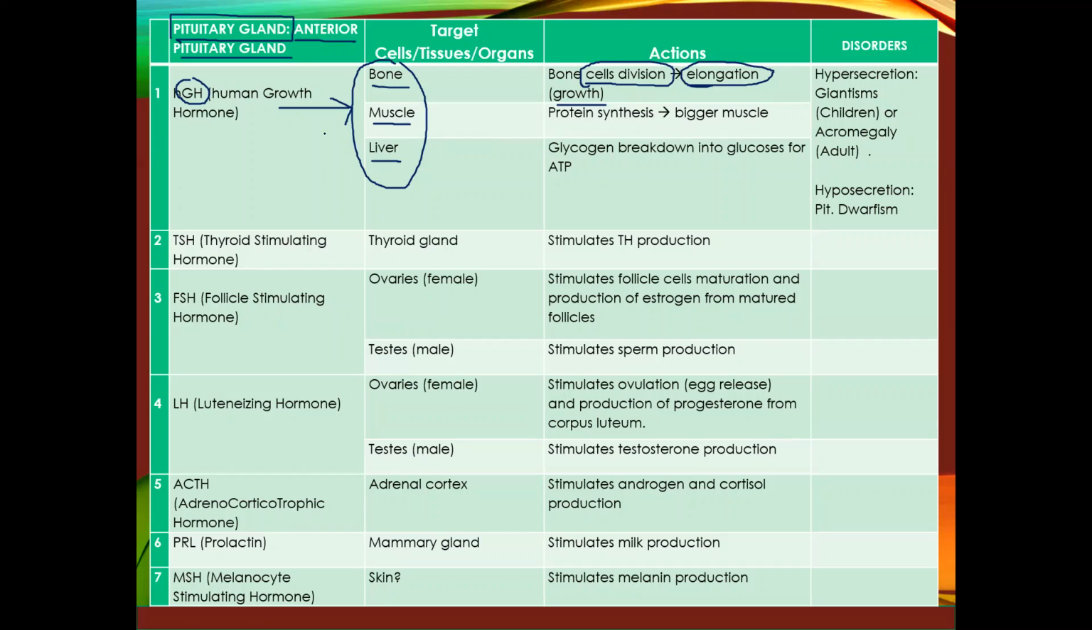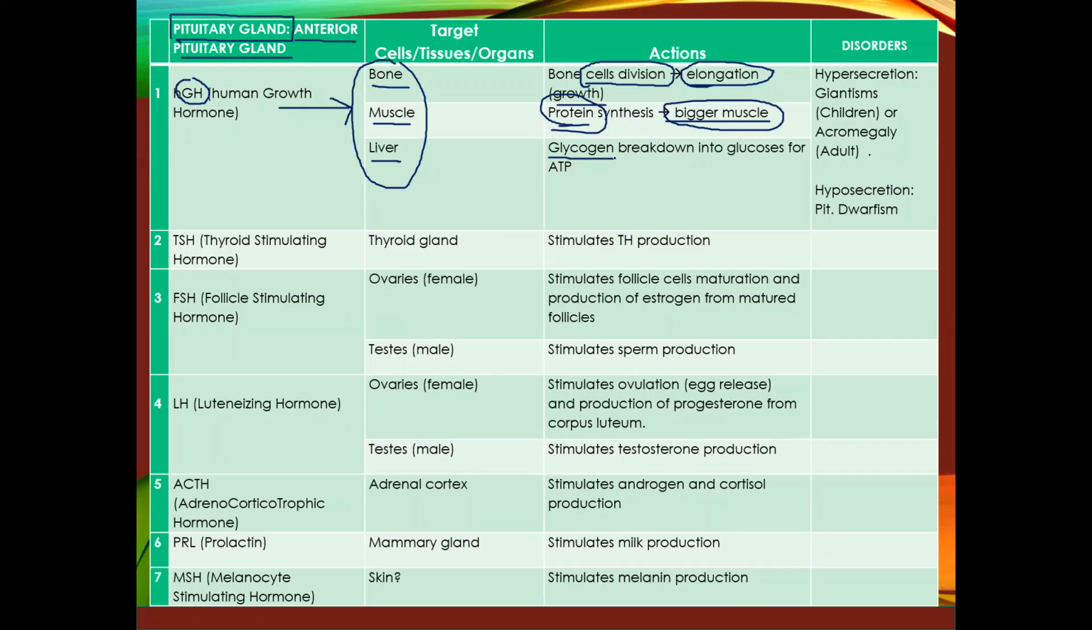But what happens? The growth hormone in the muscle cell will make more proteins, especially the proteins in the muscle, and it will make the muscle become bigger. This is how the muscle grows. It is not because of additional muscle cells, but additional proteins in the muscle that make the muscle cell become bigger.